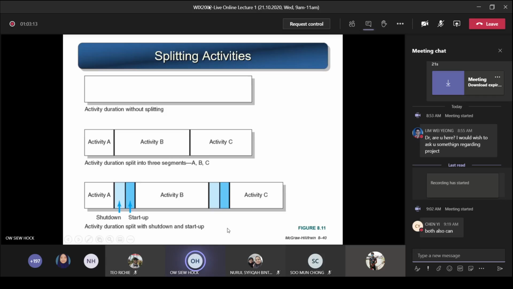So this active duration, if you split it with shut down and then start up, it will take you longer time. And because of this, it will cause the project delay if you apply this. Because if you don't have enough resources, you have to apply this technique, and it will result in project delay.